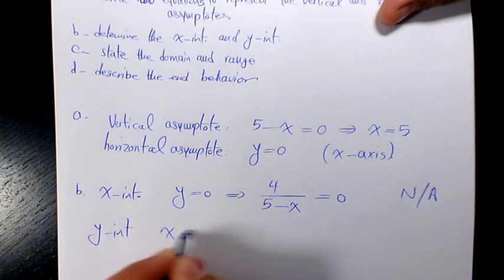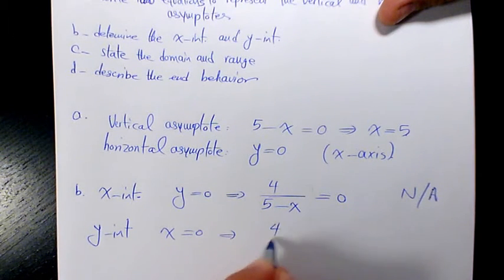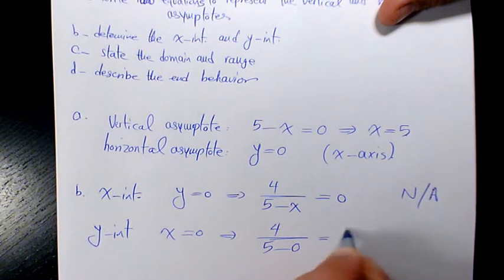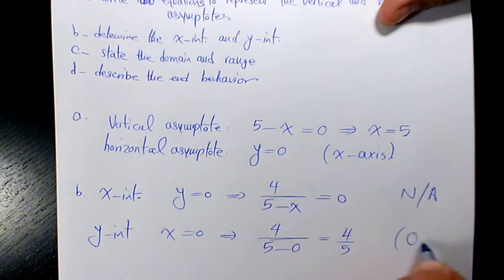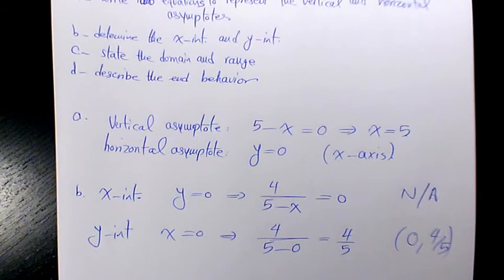What about the y-intercept? The y-intercept is when x is 0. We substitute it there: 4 over 5 minus 0. That's going to be 4 over 5. So (0, 4/5) is the y-intercept.